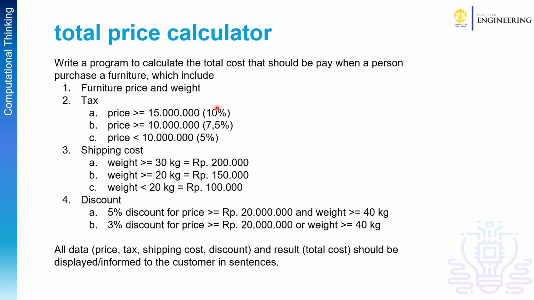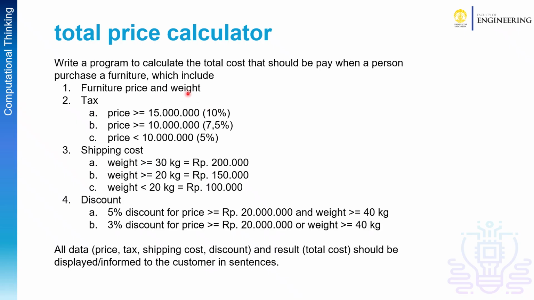So we have three conditions here. If the price is bigger than 15 millions, the tax will be 10%. If the price is bigger than 10 millions, the tax will be 7.5%. If the price is less than 10 millions, the tax will be 5%. And then there will also be shipping costs that will be paid by the customer, and it is based on the weight of the furniture.